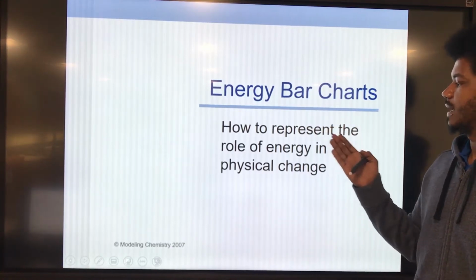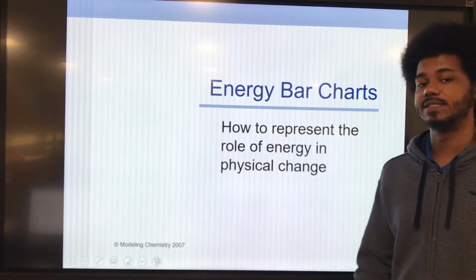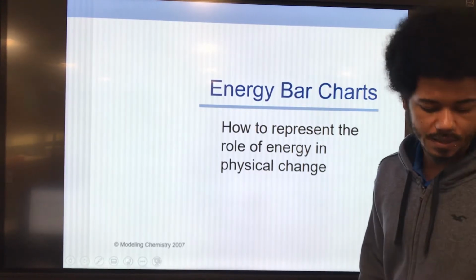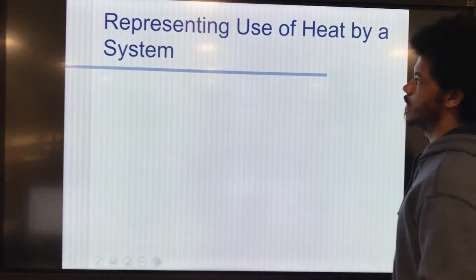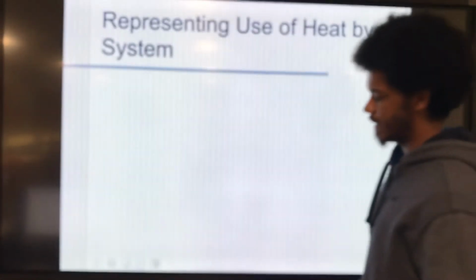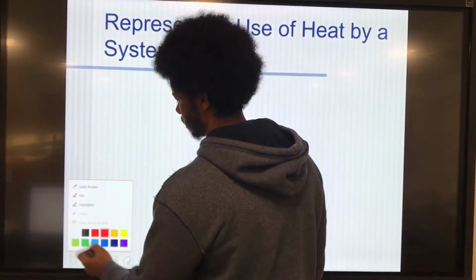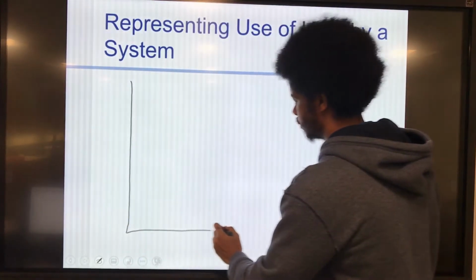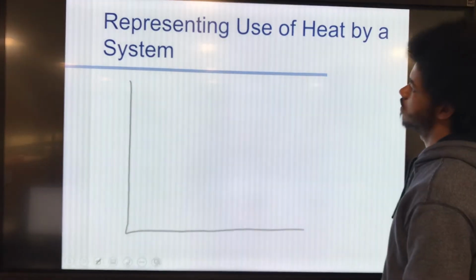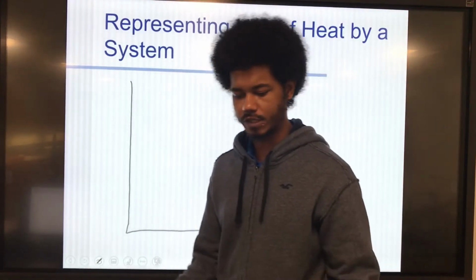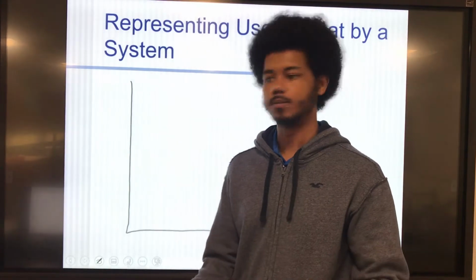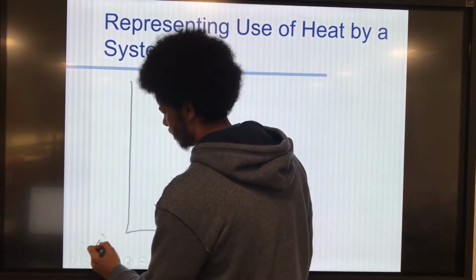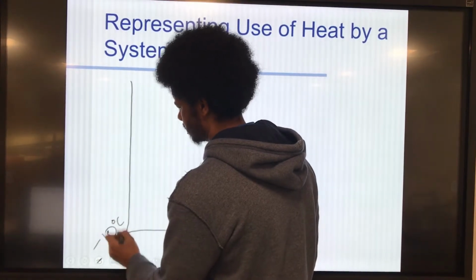Energy bar charts and how we use them to represent the role of energy in a physical change. So let's see here. We've utilized heat curves to represent the energy used by a system, okay? So let's say, for example, I have some water, and that water is frozen solid, and we're at negative 10 degrees Celsius.